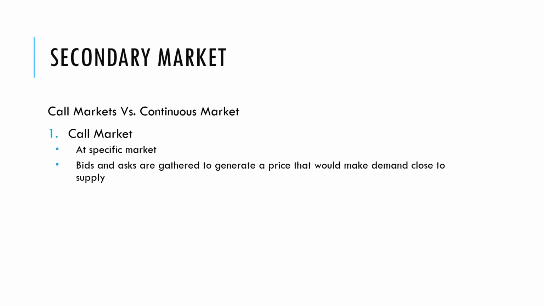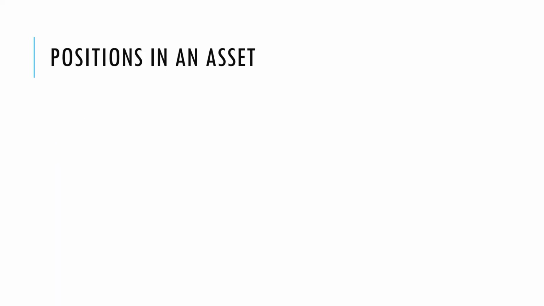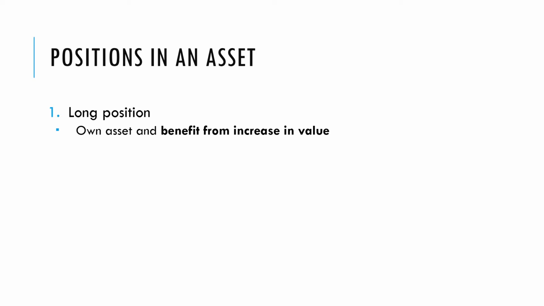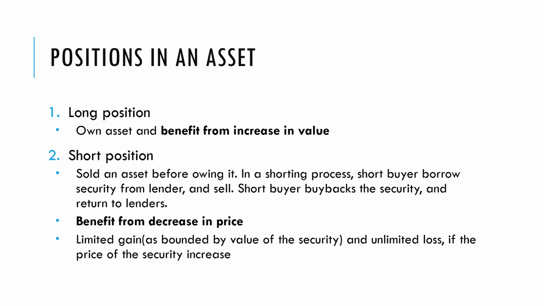In the call market, all prices for bids and asks are gathered, to ensure demand is as close as supply. In the continuous market, shares are traded continuously. Long position is known as owning and holding the asset, therefore taking advantage when price increases. In contrast, short position is borrowing the asset and returning it to lenders at a future date, therefore taking advantage when returning the share at a lower price.